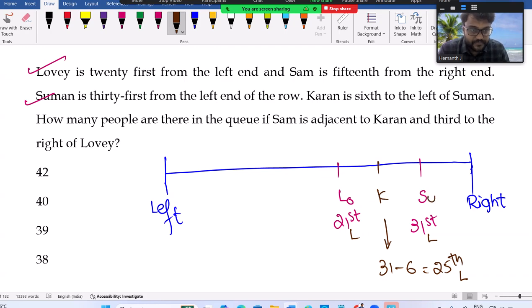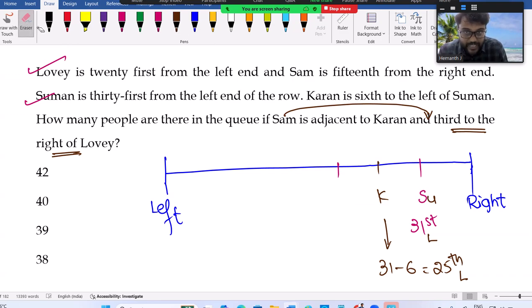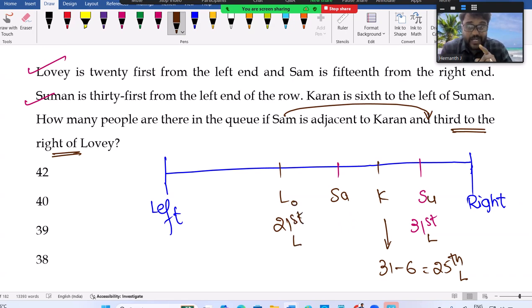This is Suman, right? And Sham is 15th from the right end. They given Sham is adjacent to Karan, fine, and third to the right of Louis. I'm just taking some space here. I'm writing Louis with a bit of gap. So here I'll put Sham, Louis here. Louis is already 21st from the left side. And you observe now, Sham is third to the right of Louis. So we are going away from the left side.